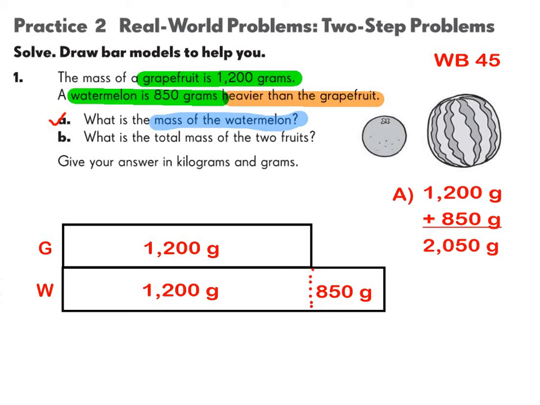Now, knowing this information, I want you to try to solve part A on your own. Okay, do that now. Okay, so this is my calculation for part A to find the mass of the watermelon. And I can see that the mass of the watermelon is 2,050 grams. Let's go on to part B. It says, what is the total mass of the two fruits? Well, in order to figure that out, I need to know about all of this. So I want you to calculate it and come back here and check your answer.